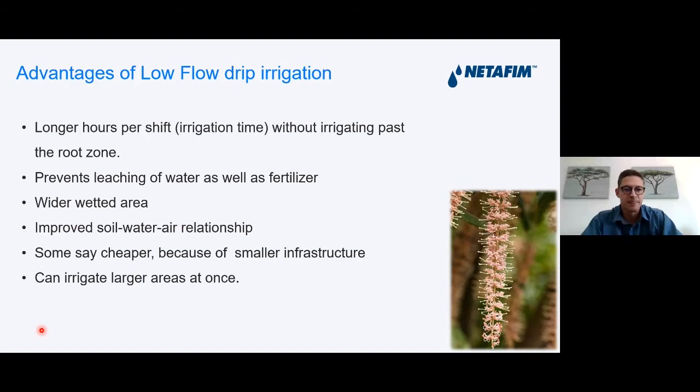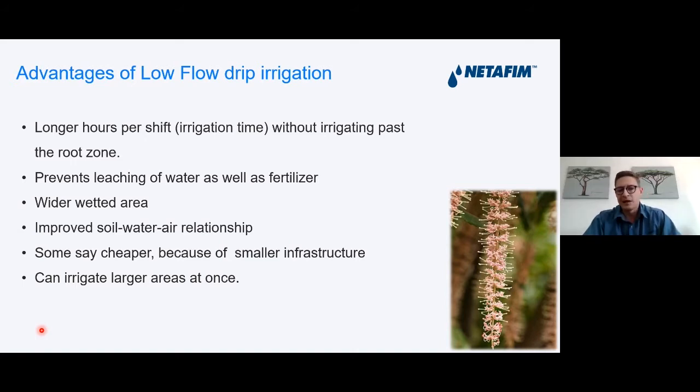We also can wet a wider wetted area. I'm going to elaborate on that when we come to the distribution and the results. Again, we improve that soil-water-air relationship. We never oversaturate the soil. There's always a bit of oxygen in with the nutrients and the water, the sweet spot that I talked about. Some say it's cheaper because of smaller infrastructure, because the flows are lower, we use smaller pipes, etc. I'm not going to talk too much about that today.